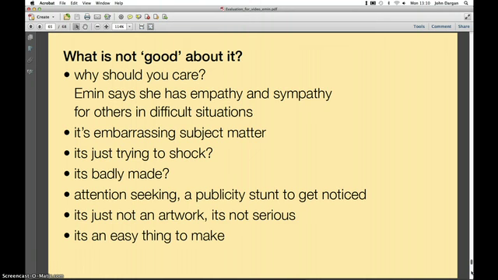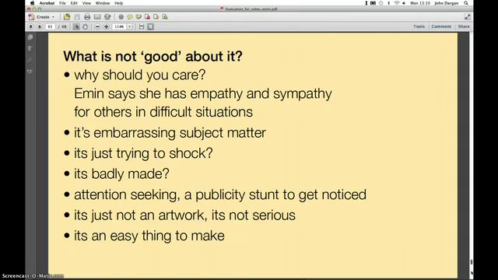What's not good about it? In a sense, a lot of people, I think, get upset with Emin because, why should you care? Emin says that she has empathy and sympathy for others in difficult situations. That's a bit of background information, but do you think that comes across in her work? Maybe the subject matter is just too embarrassing, or maybe she's just trying to shock, to provoke, to get attention so her work gets shown, it's attention seeking, or it's badly constructed.